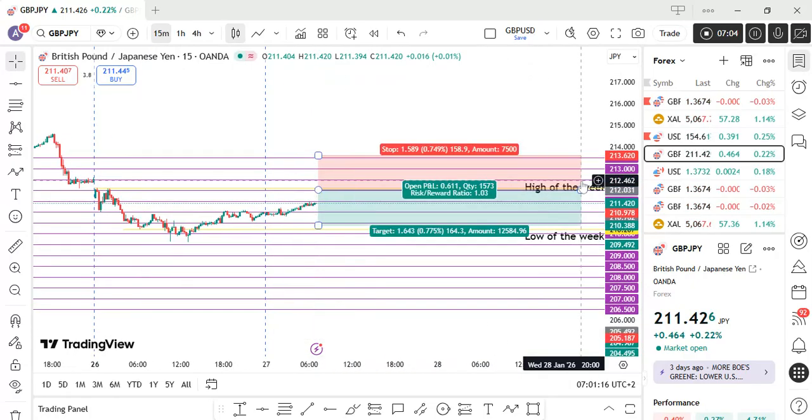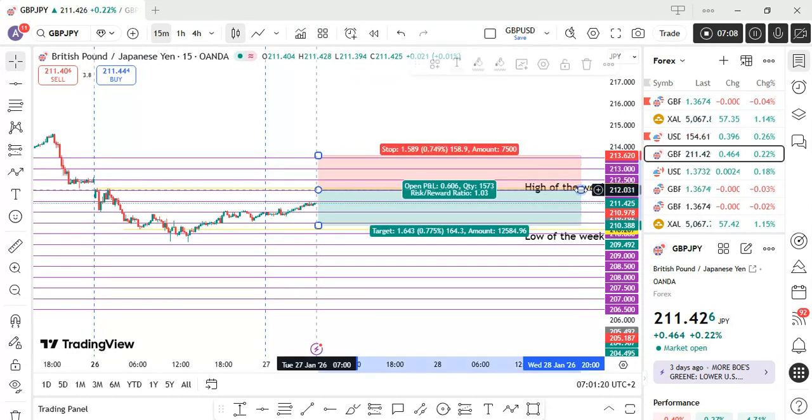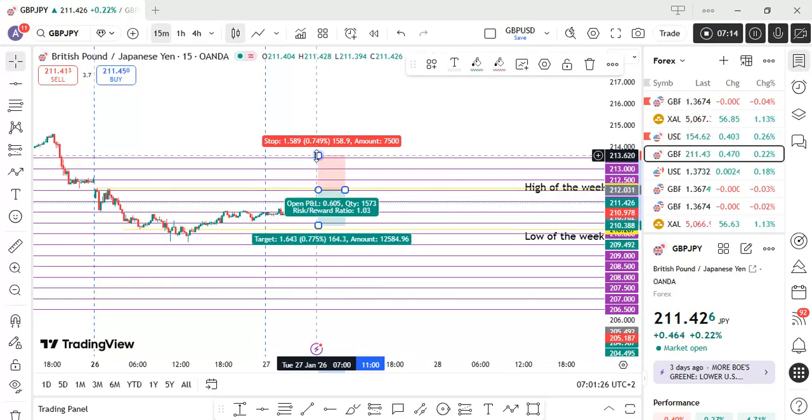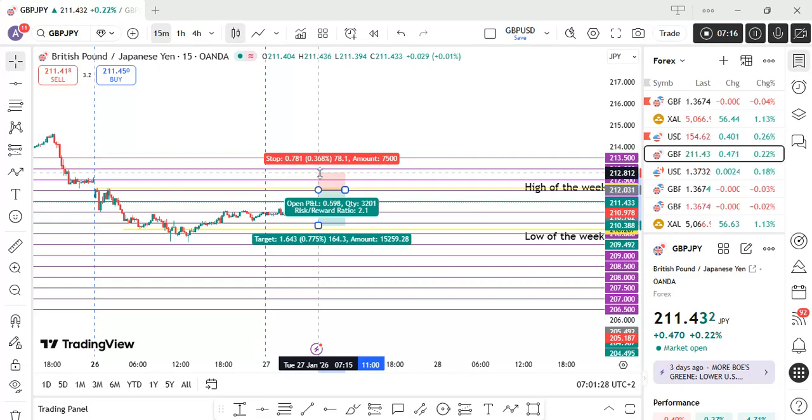So that is the bias so far. So that's why I just wanted to take this time to at least explain and call out this sell bias once price eventually plays out.